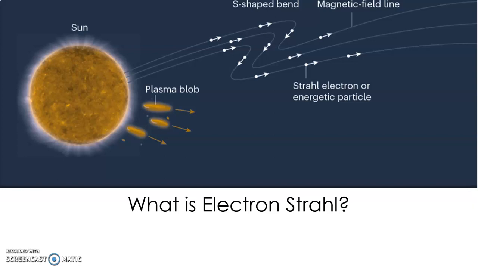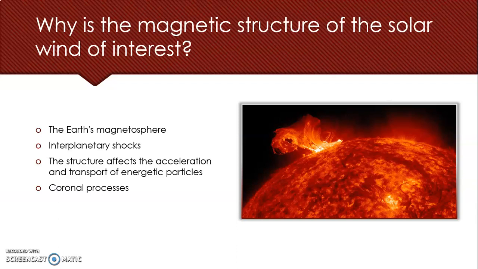They carry the electron heat flux of the solar wind and always move away from the Sun, along the magnetic field lines. After listening to the previous title in the presentation, the following question arises: why is the magnetic structure of the solar wind of interest?